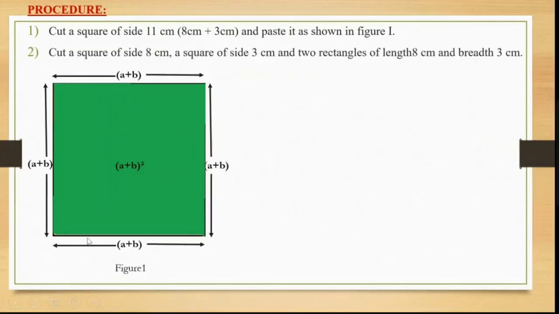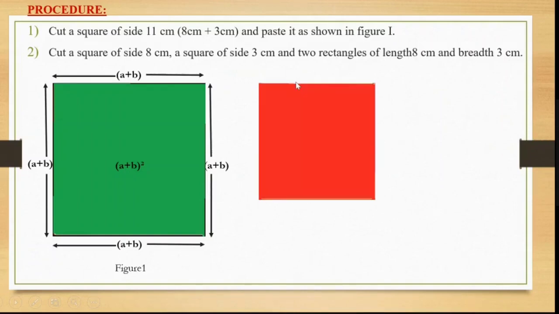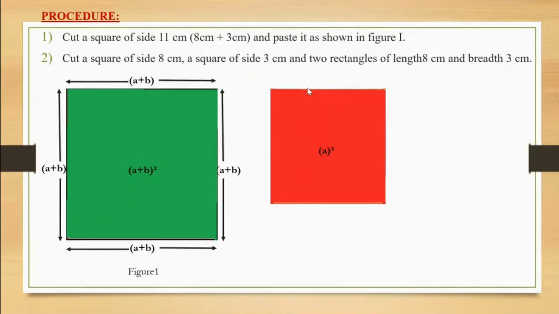Then the next step is to cut a square of side 8 centimeters, a square of side 3 centimeters, and two rectangles of length 8 and breadth 3 centimeters. First, a square of side 8 centimeters. 8 was the value of a, so I take a square of side a units. Its area becomes a². Then I take another square of side 3 centimeters, and 3 was b. So I call it b².